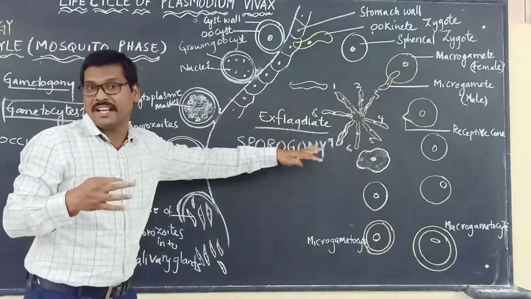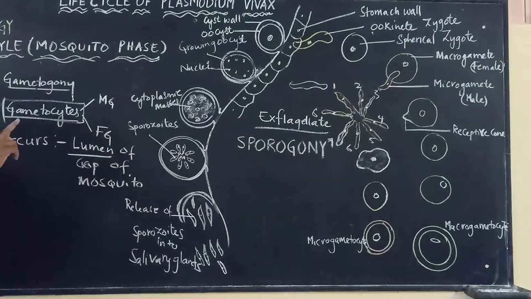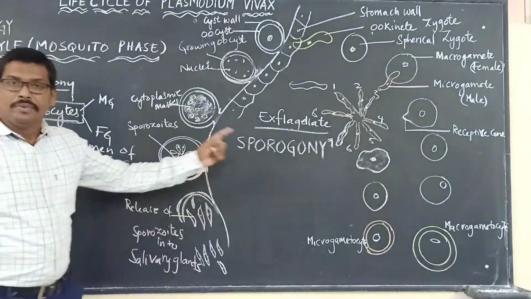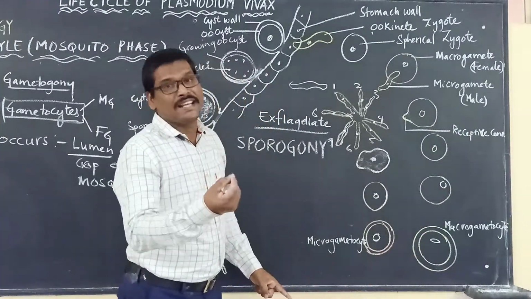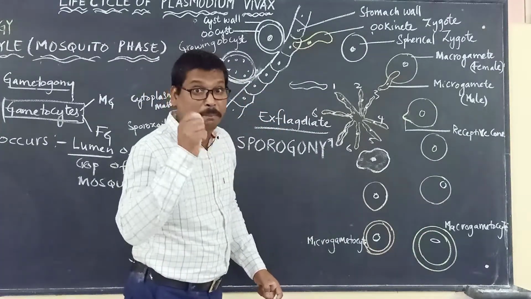This is how the male gametes are formed. Now we will look at the macrogametocyte, or female gametocyte, which will be forming the female gametes.